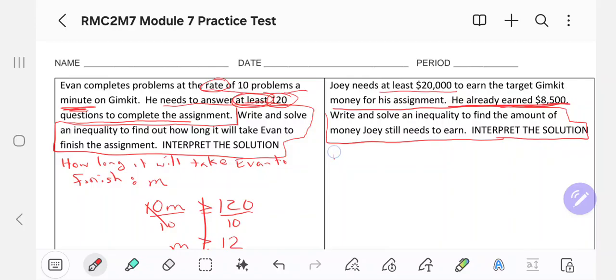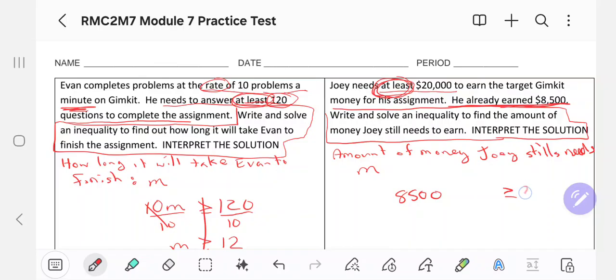So we're going to define that variable, amount of money Joey still needs, and we'll call that M. And we'll go find our important vocab. There's no rate word, right? There's no per or anything like that, or each. So it looks like this is just going to be an addition problem. If we take the money he already has earned, which is 8,500. Oops, I forgot to do the at least part. So that's at least 20,000.